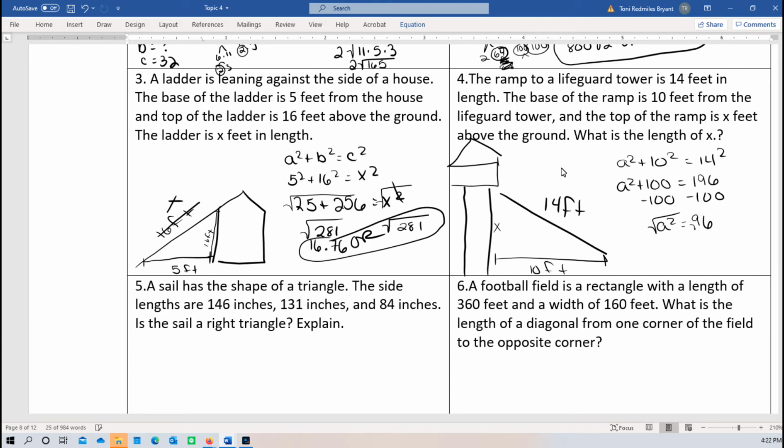Square root both sides. The square root of 96, that's not a perfect square root. I can do an exact answer. It's really close to 10, which makes sense. Approximate, wherever you round is fine with me.